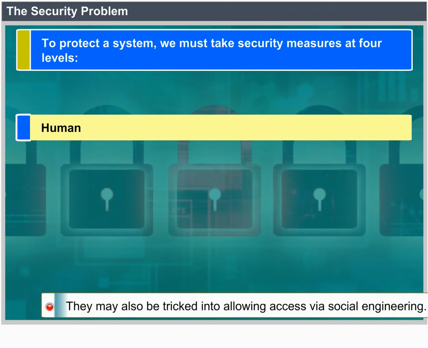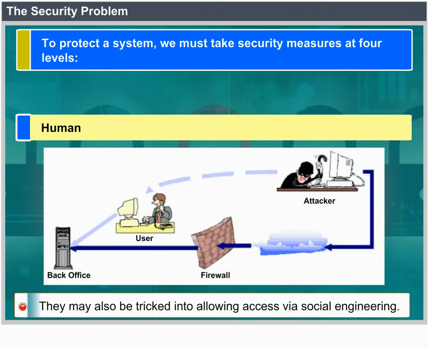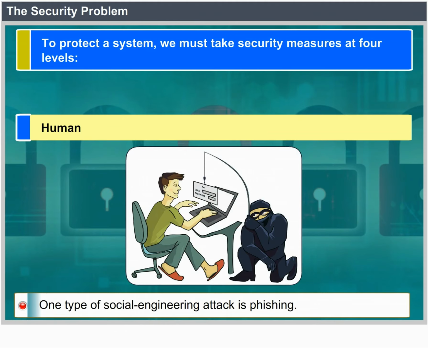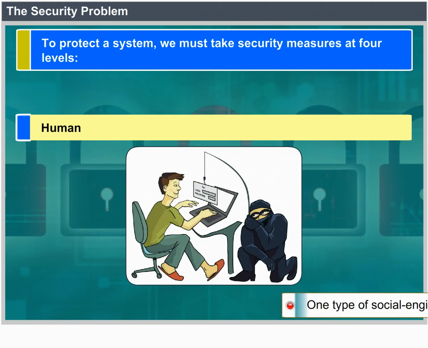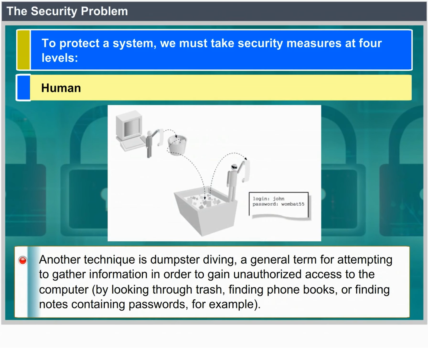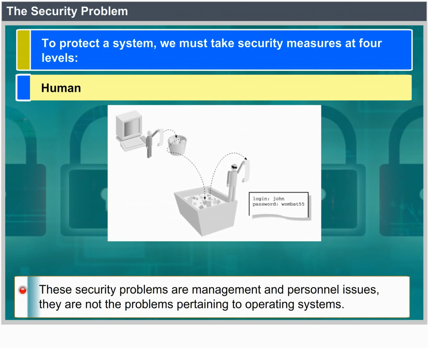One type of social engineering attack is phishing. Here, a legitimate-looking email or web page misleads a user into entering confidential information. Another technique is dumpster diving, a general term for attempting to gather information in order to gain unauthorized access to the computer by looking through trash, finding phone books, or finding notes containing passwords, for example. These security problems are management and personal issues, not problems pertaining to operating systems.